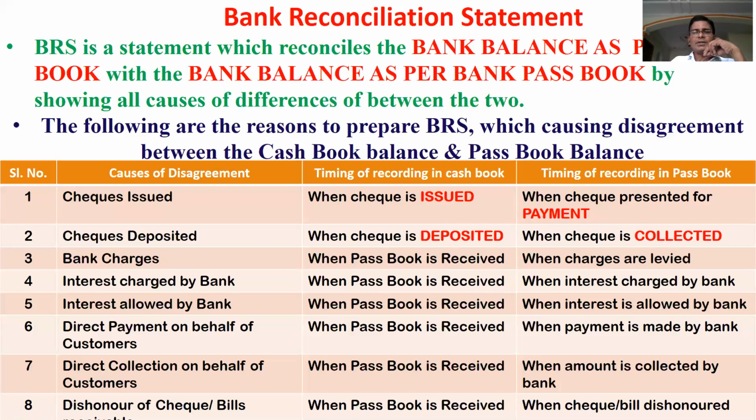Why? Take checks issued, for example. We have 20,000 in our bank account. We issued a check of 5,000 to Ramana. What do we think? We have 20,000, we issued a check of 5,000, so we think we have only 15,000 in our bank account. But actually, Ramana didn't go to the bank. According to our cash book, the balance showing is 15,000, but in the bank there is still 20,000, because Ramana has not presented the check.